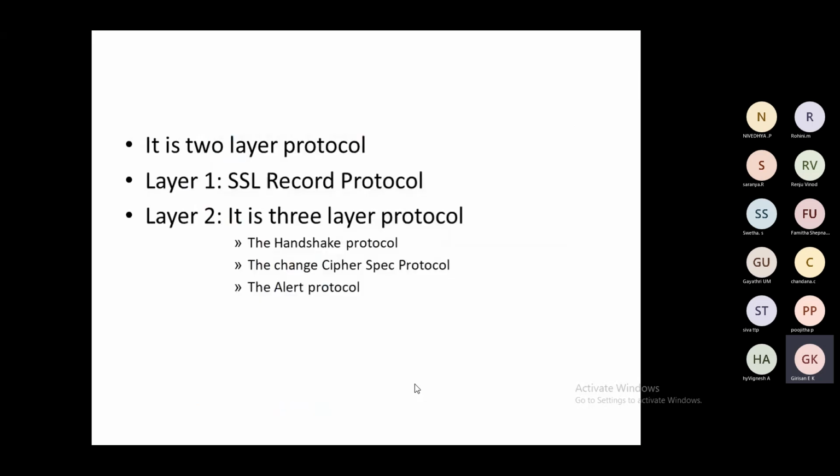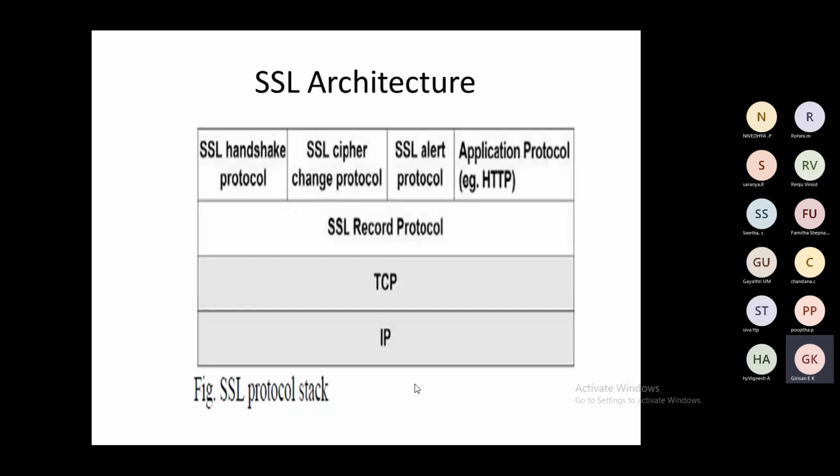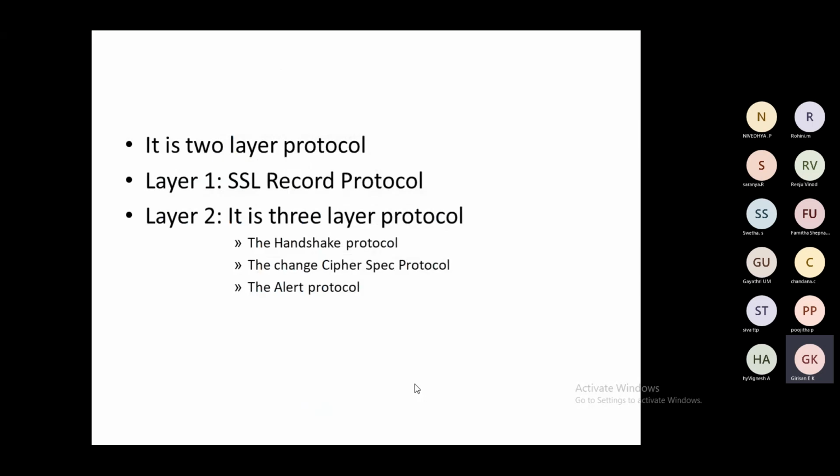Now, it is a 2-layer protocol. Layer 1 consists of the SSL record protocol. You can see it above the TCP. The second layer, layer 2, is in turn divided into 3 things: handshake protocol, change cipher spec protocol, and alert protocol. So there are 2 important layers in SSL, in order to make all the web transactions more secure. Layer 1 is the SSL record protocol. Layer 2 has 3 protocols: handshake protocol, change cipher spec protocol, and alert protocol.